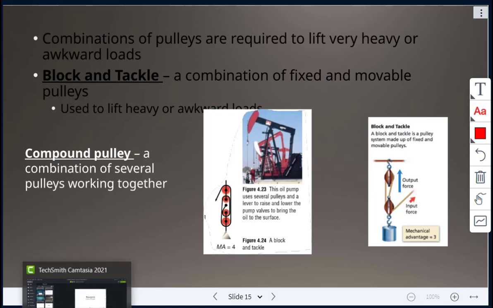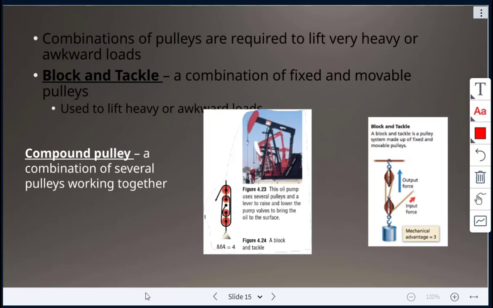Next we can see how combinations of pulleys can be used to lift very heavy or awkward loads. A compound pulley is a combination of several pulleys working together, like we saw in the video. This one's a type called a block and tackle, like used in oil pumps. They use several pulleys and a lever to raise and lower the pump valves, just to grab that oil and bring it to the surface. This one here has 4 pulleys. It has a mechanical advantage of 4.